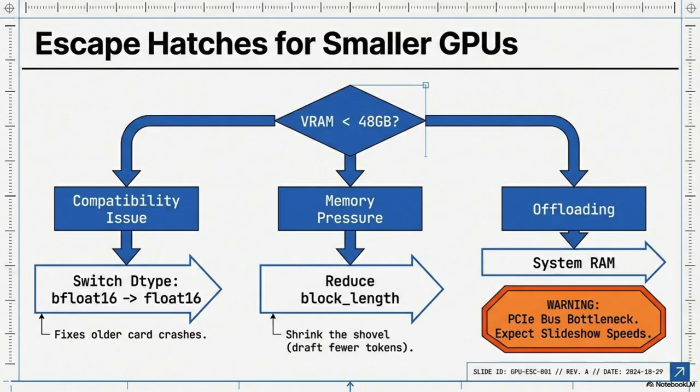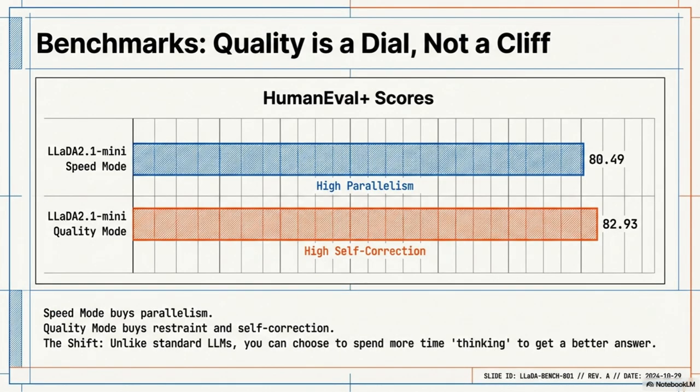Okay, so if I don't have $10,000 for an RTX 6000, am I just out of luck? The article's subheading 2.1 talks about escape hatches. Right. There are a few options. You can change the data type. The guide suggests switching from bfloat16 to float16. What does that do? It's a bit more compatible with older cards, might save a tiny sliver of space, but it's mostly about stability.